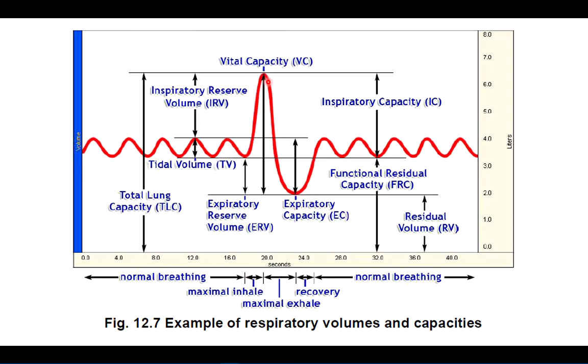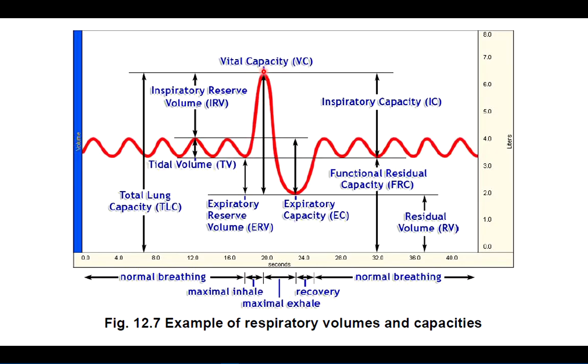Well, we said that this was the maximal amount of air moved out, so it would be this line here. This right here would be expiratory reserve volume, from the normal exhale to the point of maximal exhalation. That would be this.